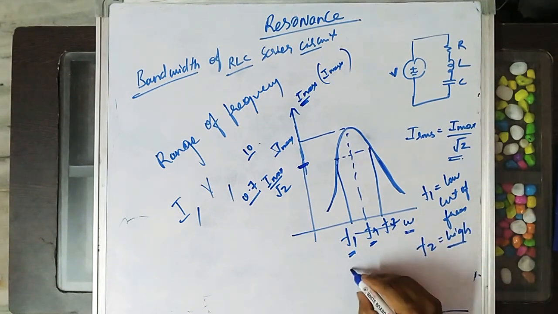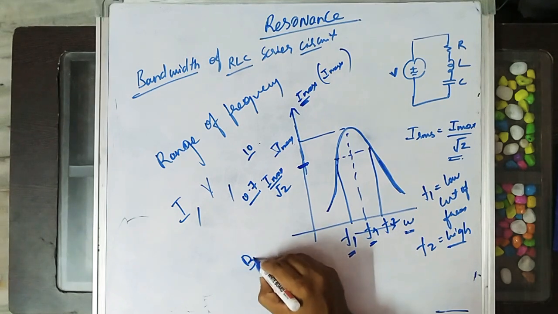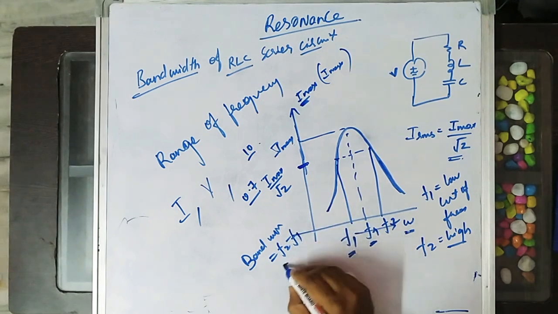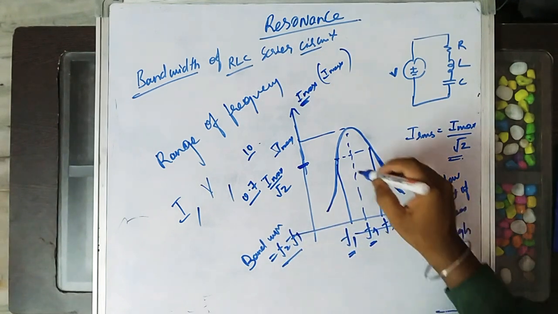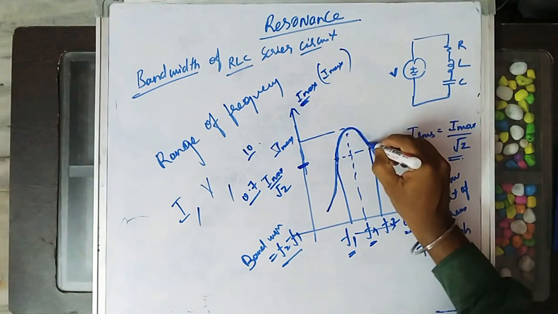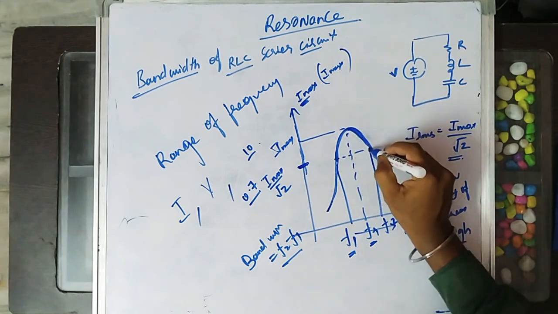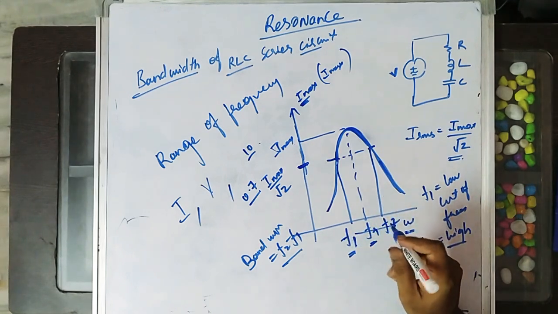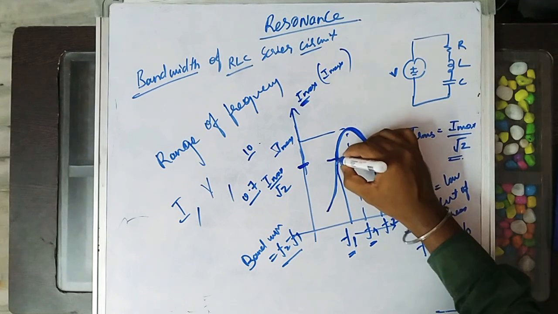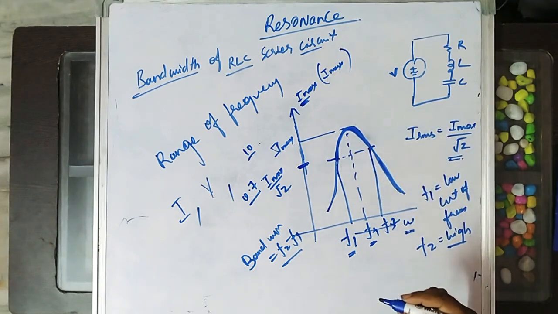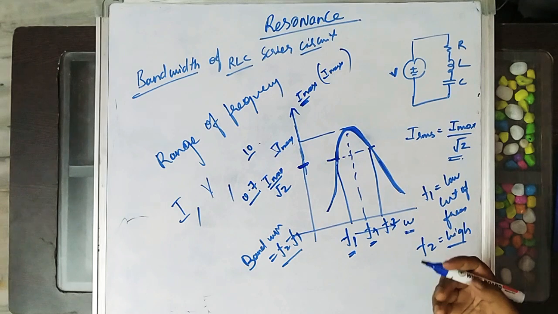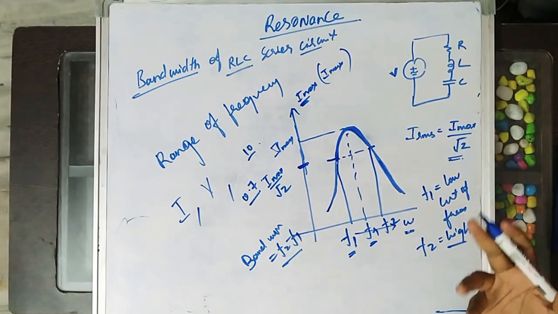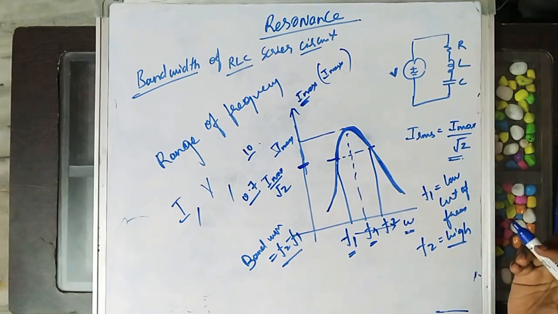The bandwidth is the difference, so bandwidth is F2 minus F1. What is the frequency range? This is the frequency range. This entire range, F2 minus F1, we take as the bandwidth. For different circuits we have different bandwidths. For an RLC series circuit you have one bandwidth, and parallel circuits have different ones. For understanding here, we take only the RLC circuit.